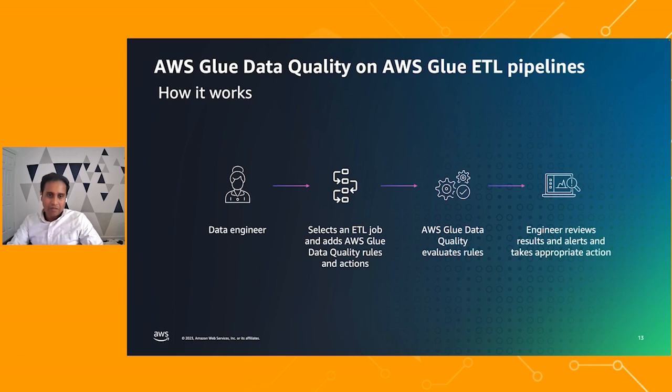A data engineer would go into an ETL job. Either it could be an existing ETL job or a job that they're going to be building brand new. You can add an evaluate data quality transform. You can author all the rules. You can specify what kind of outputs you want. So there are two outputs that you can get. One is a set of results. For instance, you wrote 20 rules and you can basically get the status across 20 of these rules.